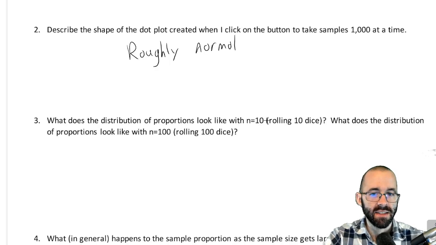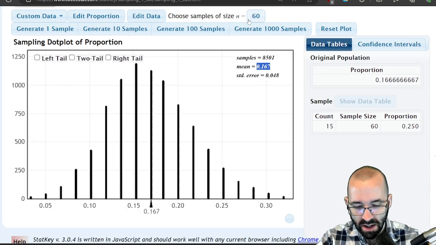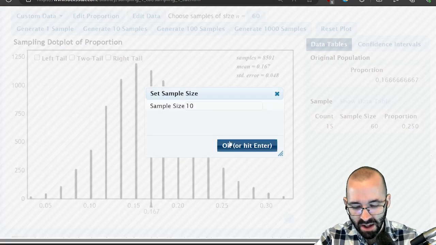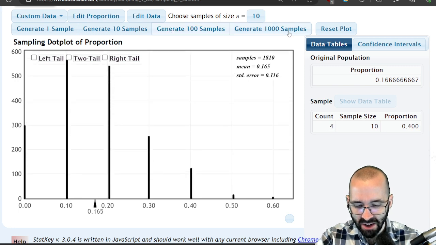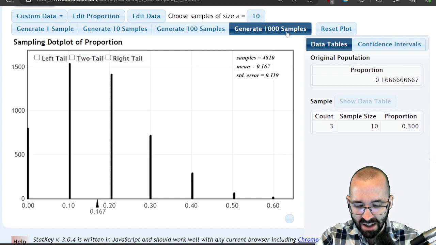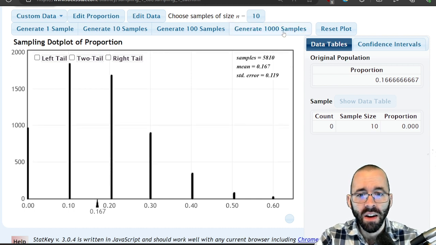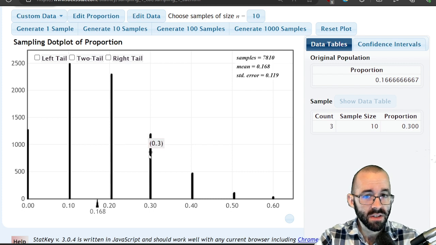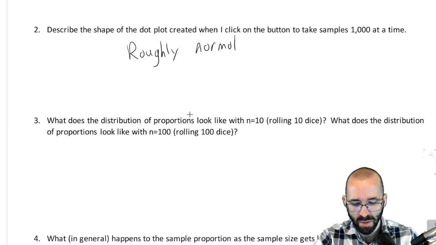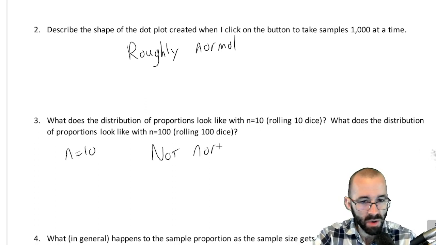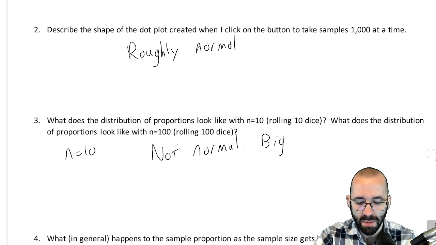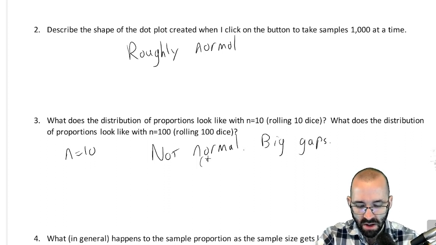What if we only look at 10 dice? If we look at 10 dice and we do the same thing, what happens? Oh yeah, 10 dice. I don't care how many samples we do. 10 dice is not going to look normal at all. There's much bigger gaps for starters, smaller sample size, there's fewer options. And it's going to be totally skewed to the right. That's not normal at all. So this is if n equals 10. It's not normal. We have big gaps. It's skewed right.